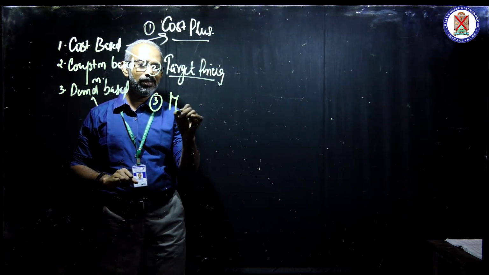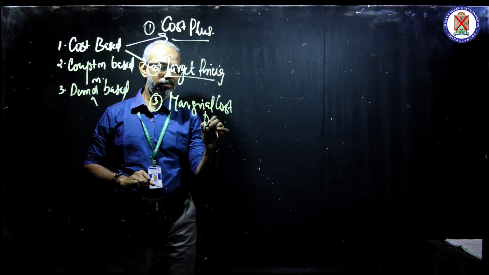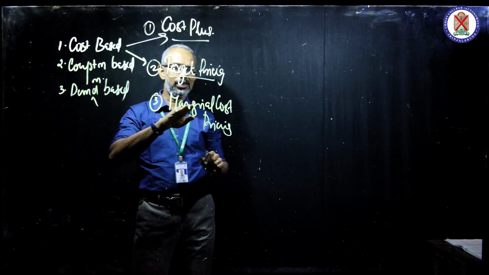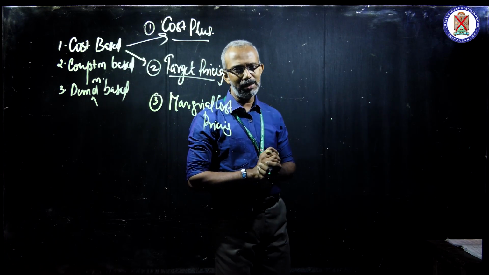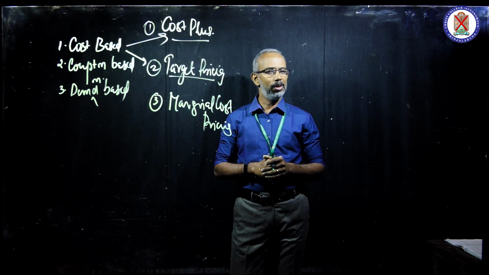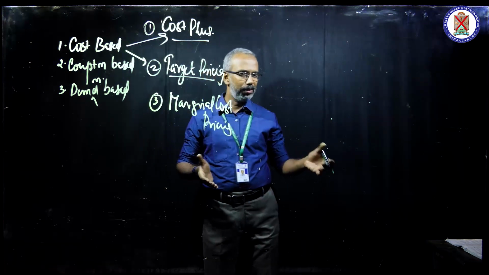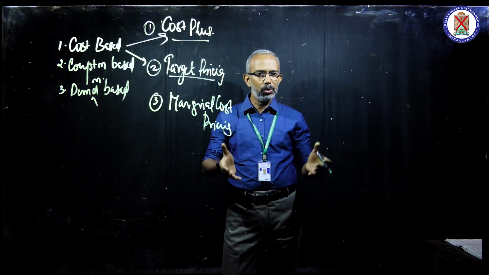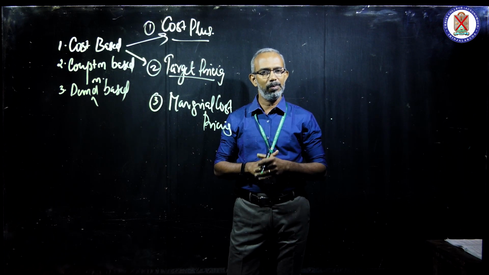This is marginal cost pricing, which is the third method in cost-based pricing policy. Marginal cost pricing. Now in marginal cost pricing, a firm attempts to recover variable costs associated with bringing out the product. When you bring out a product, you have fixed costs and you have variable costs. In marginal cost pricing, the firm attempts to recover only the variable costs associated with bringing out the product.